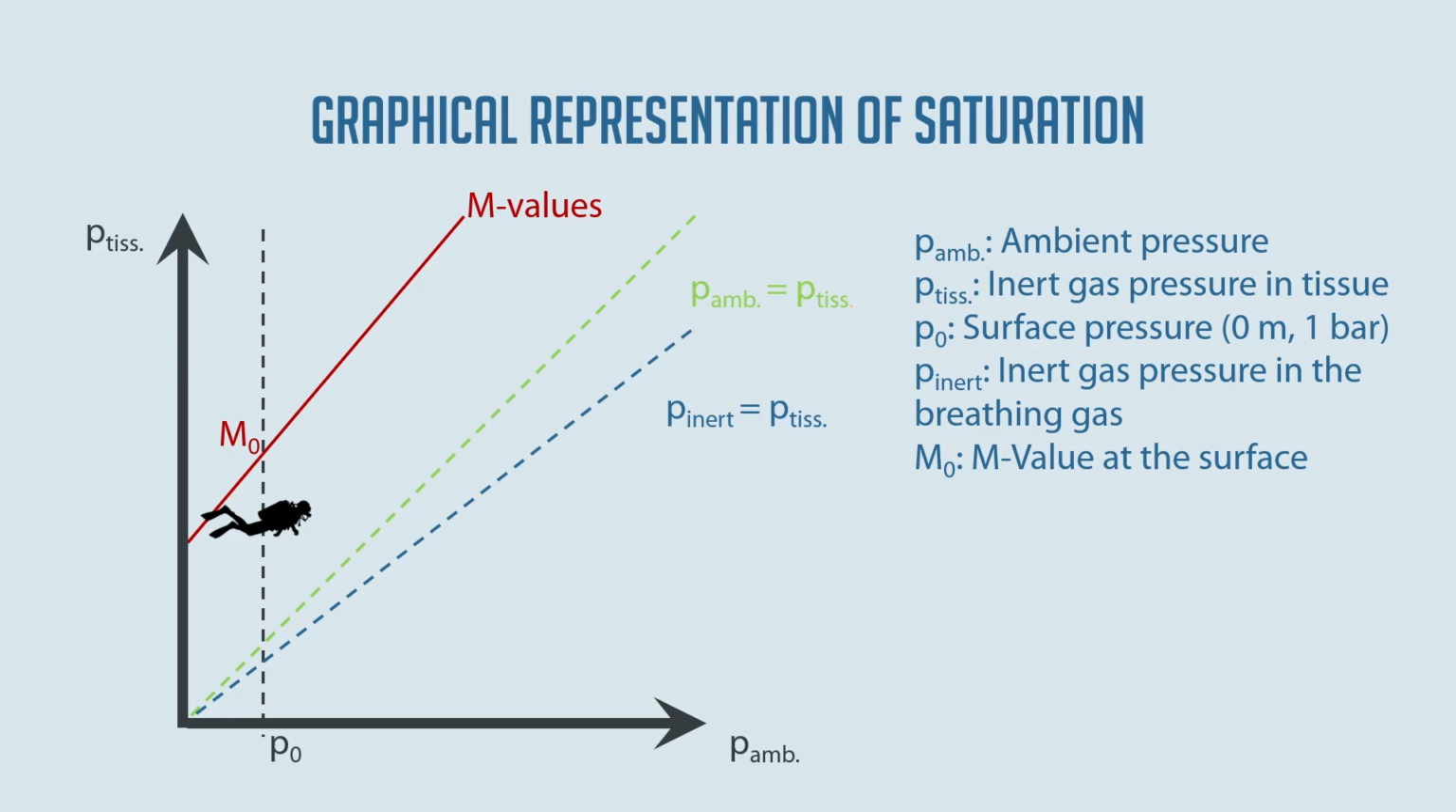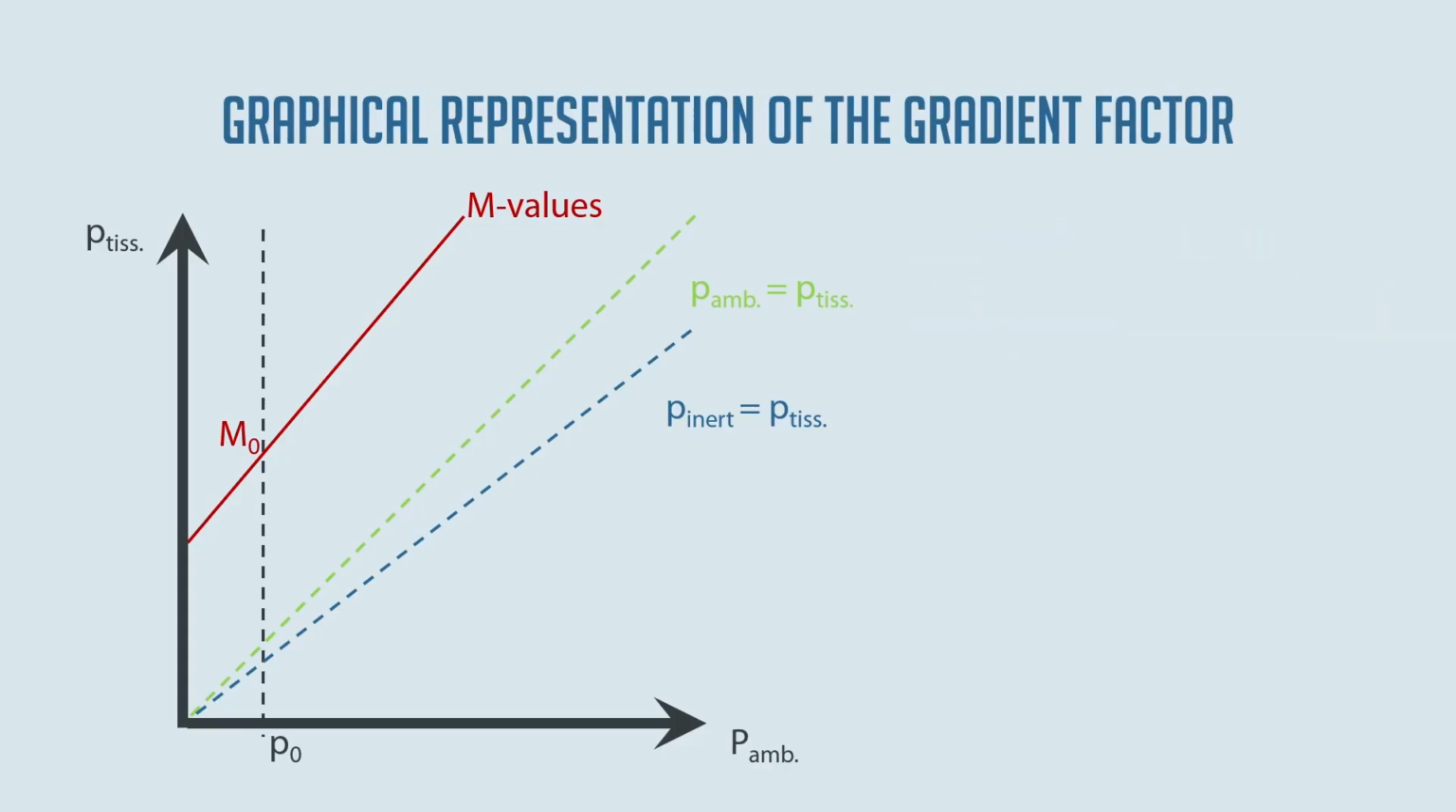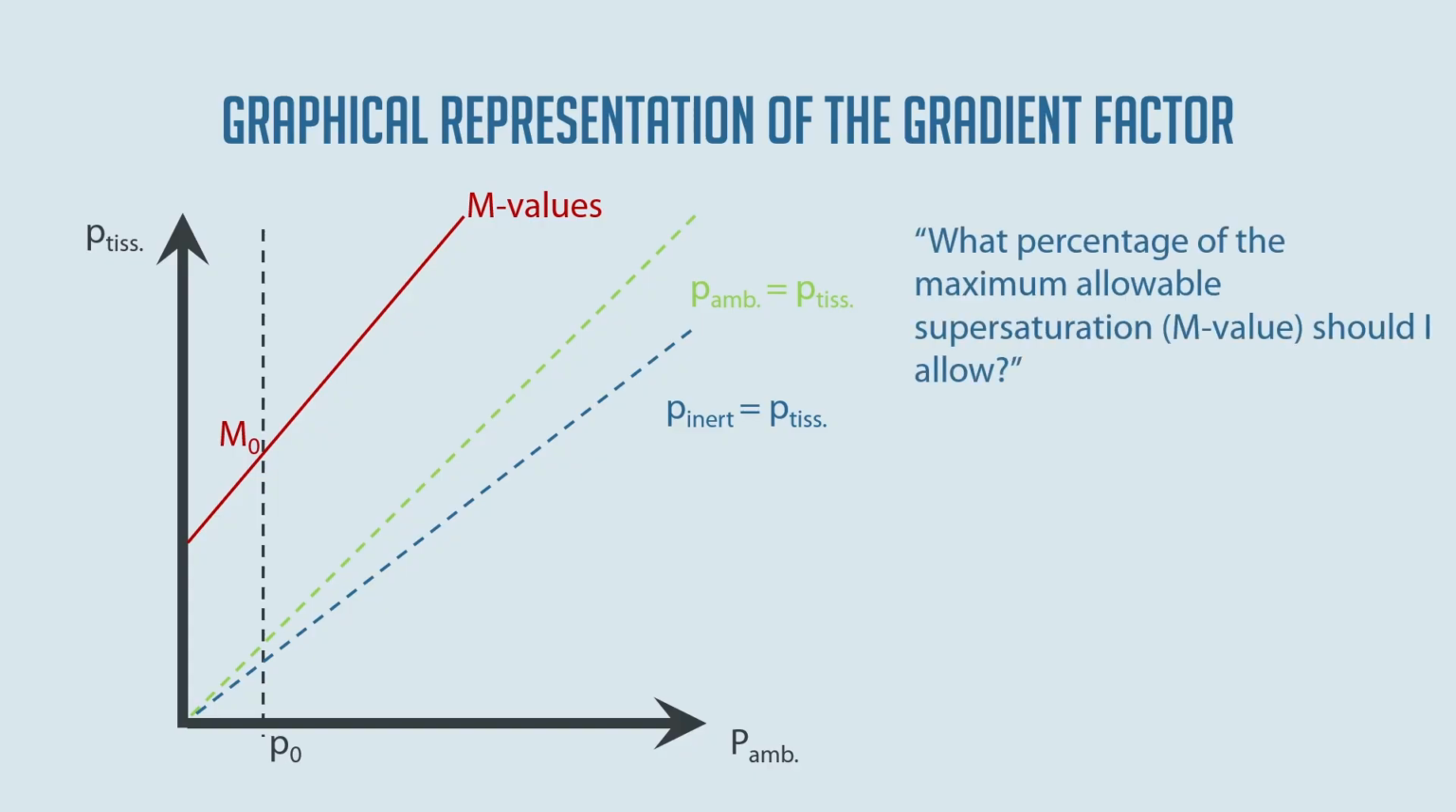Okay, now we've covered all the basics. We are ready to understand gradient factors. Let's take a look at this graphically. Gradient factors simply indicate what percentage of the maximum allowable supersaturation, that is, the M value, is permitted. We can visualize this as the distance from the M value line.